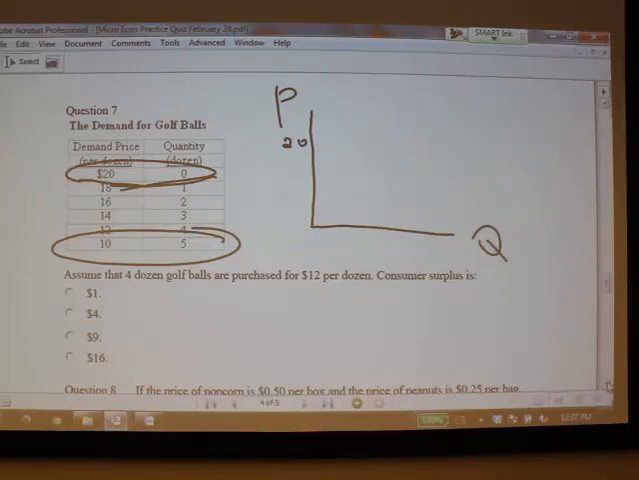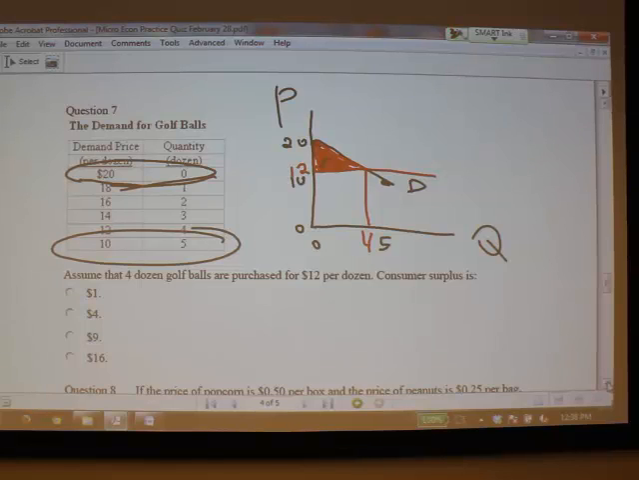So 20 and 0 will be this point here, and then 10 and 5 will be this point here. So here's our demand curve. Now we're told that the price is $12. And how many golf balls are purchased? 4 dozen. So the question really is, what is the area of this triangle?